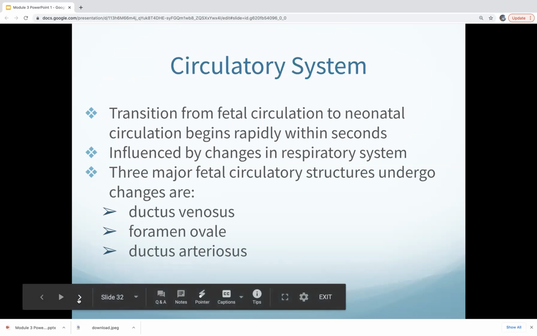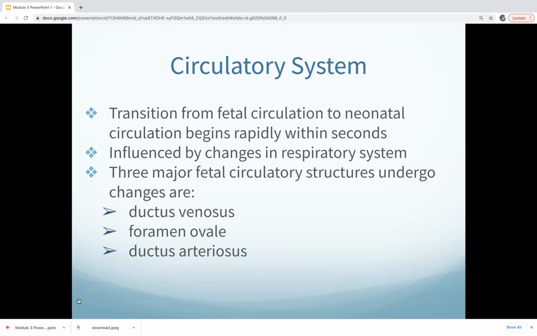The circulatory system is going to change from a fetal intrauterine to a fetal extrauterine circulation. So the three structures that are going to undergo changes are the ductus venosus, the foramen ovale, and the ductus arteriosus. I'm not going to expect you to be able to describe the pathophysiology that is occurring as these changes happen, but keep that pathophysiology in the back of your mind. You're not going to be tested on that per se, but you need to understand it, if that makes sense.